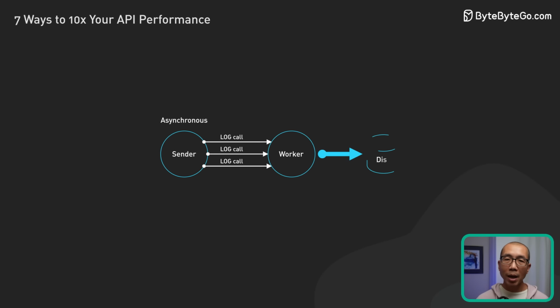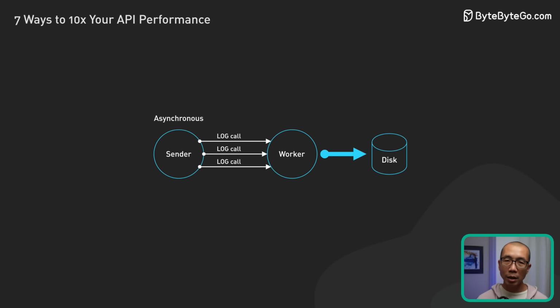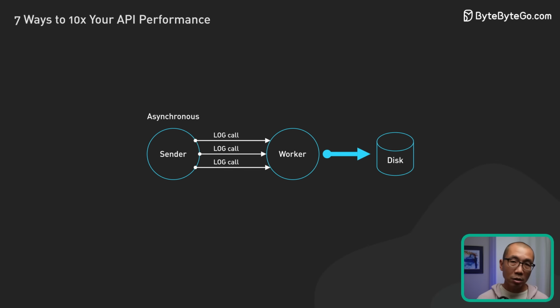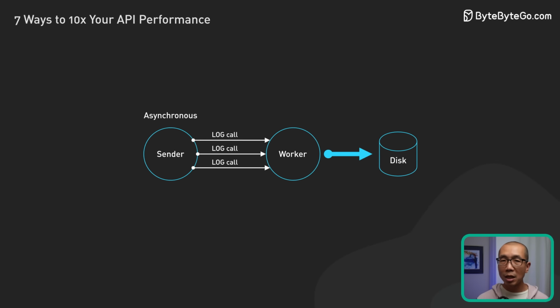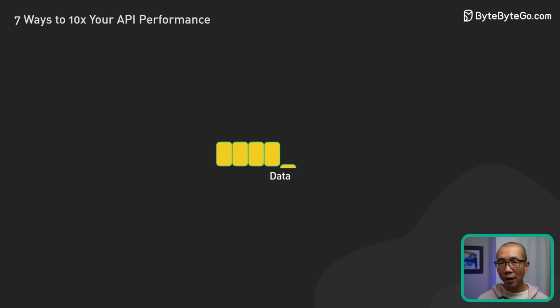This involves the main application thread quickly placing the log entry into an in-memory buffer, while a separate logging thread writes the logs to the file or sends them to the logging service. Just keep in mind that with asynchronous logging, there's a small chance you might lose some logs if your application crashes before the logs have been written.